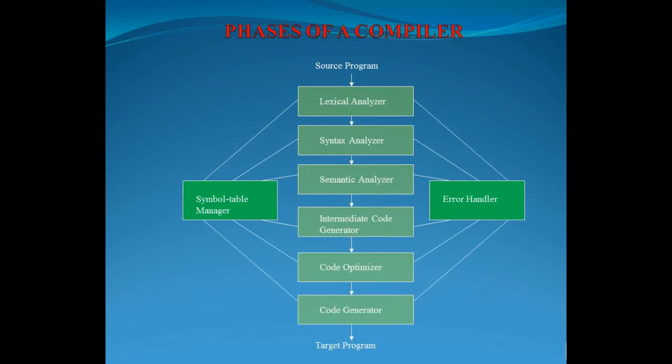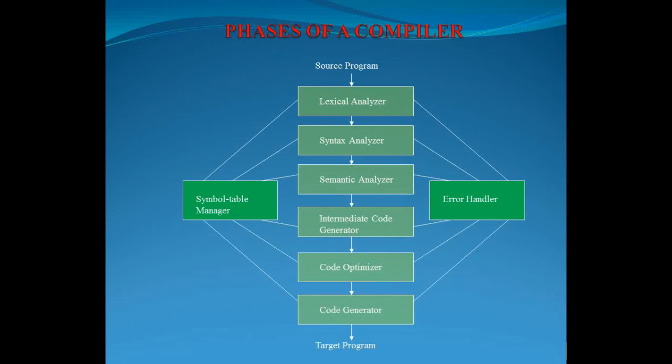To represent the intermediate representation, there are 3 methods. The first method is three address code, the second is syntax tree notation, and the third is postfix notation. Normally we use three address code for representing intermediate code, which is a sequence of instructions. After generating the intermediate representation, the code optimizer takes it as input and optimizes the code for further processing.